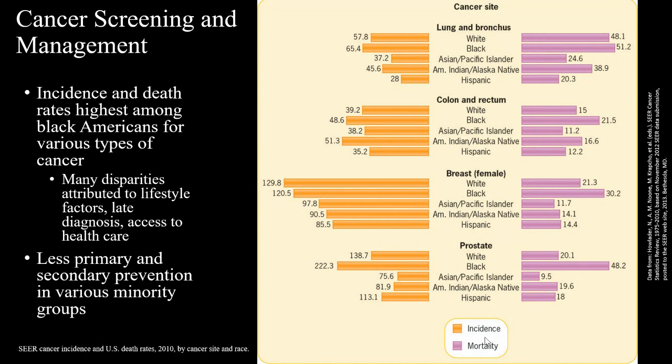Now, many of the disparities have been attributed to lifestyle factors, late diagnosis, and access to health care. So they're not getting the screenings early enough, which relates to lack of health care, and then as a result, the time the cancer is found is at a later stage, and there are much poorer health outcomes when you find cancer at later stages.